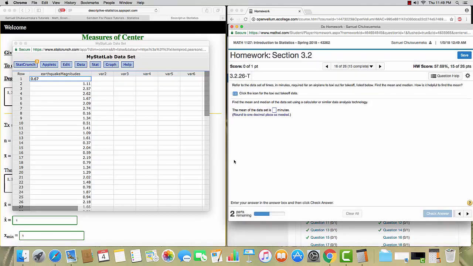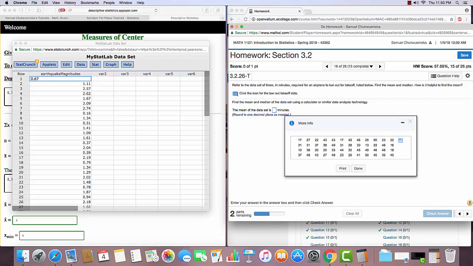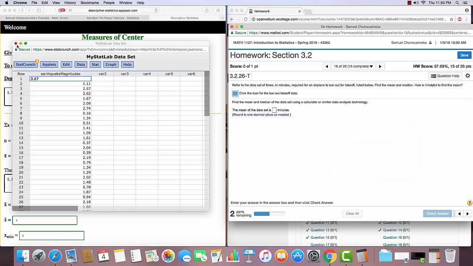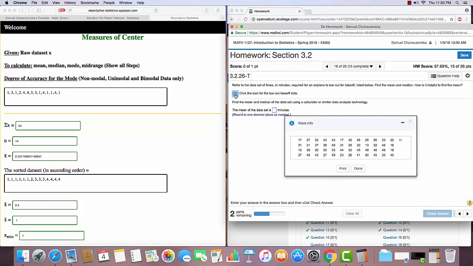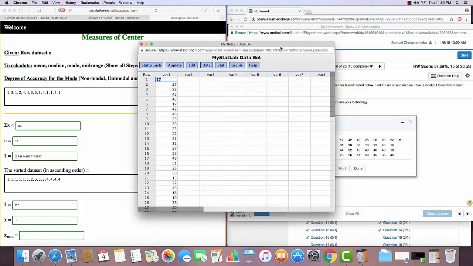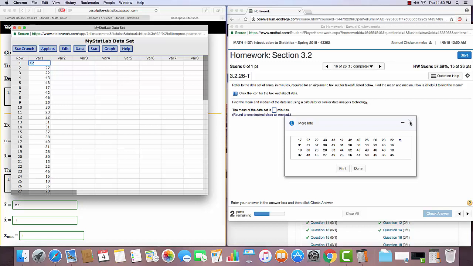Question 16. Refer to the data set of times in minutes required for an airplane to taxi out for takeoff listed below. Find the mean and median. How is it helpful to find the mean? So we click here. Actually, let's close this. We click to get the data. This data is big. So we'll use StatCrunch. Open StatCrunch. Close this.